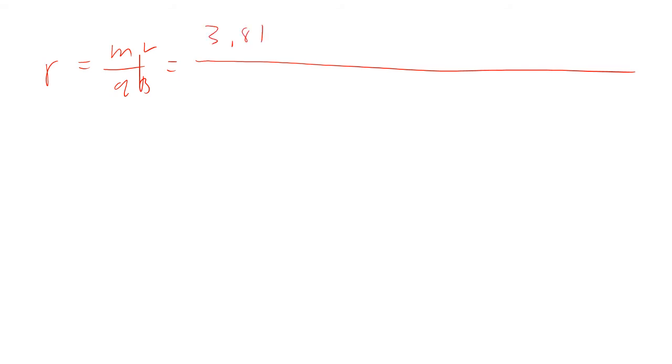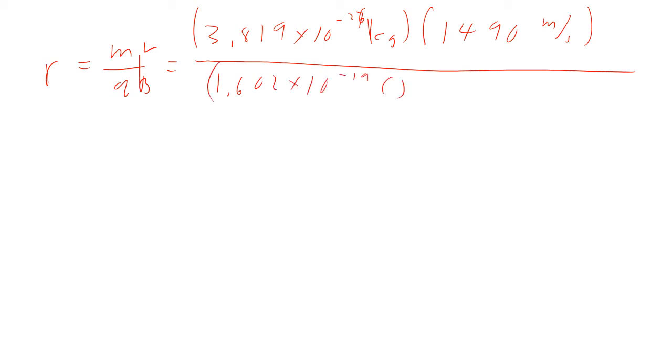Okay, so now we can find the radius here. The radius is going to be mv over qB. So that's going to be equal to the mass, which was 3.819 times 10 to the minus 26 kilograms, times the velocity, the 1490 meters per second, over q, 1.602 times 10 to the minus 19 coulombs, and then B is going to be equal to 0.0129 Tesla. So the R comes out to be 0.0275.